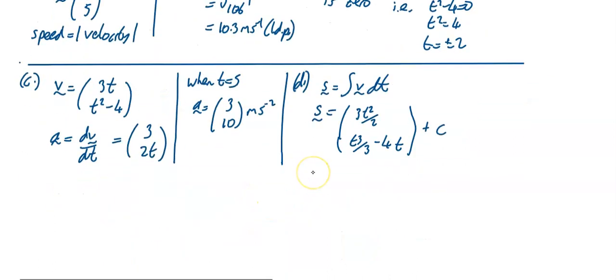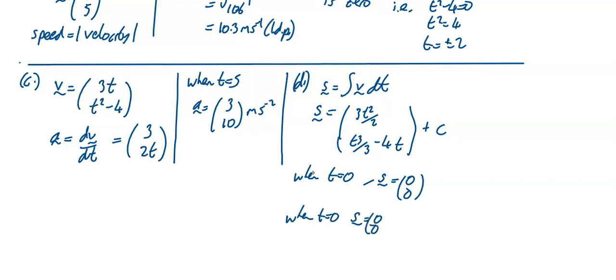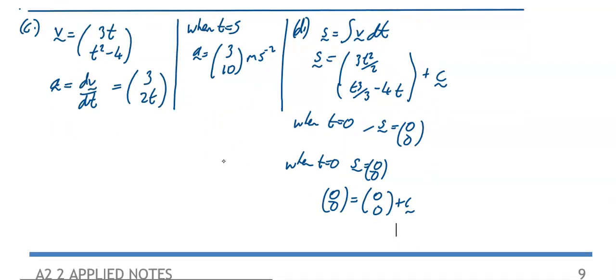So we know what we're told. We were told initially, so that's when t is equal to 0, your s is equal to 0, so that is the 0 vector. So we can use that to find out what your c is. So just say when t is equal to 0, s is equal to 0, 0. So that means 0, 0 is equal to, and put in 0 into 3t squared over 2, you're going to get 0. Put 0 into t cubed over 3 minus 4t, you'll get 0, plus your c. C, I should have said, was a vector, so your c is also equal to 0. So therefore your c just works out to be your 0 vector, so you don't need to write it in.